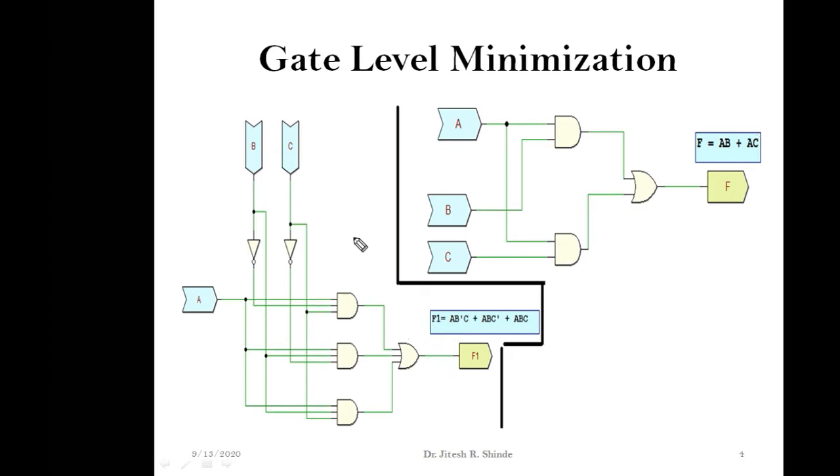So how many AND gates are required here? 1, 2, 3 and 1 OR gate. Each AND gate here is of 3 input, and the OR gate is also of 3 input.